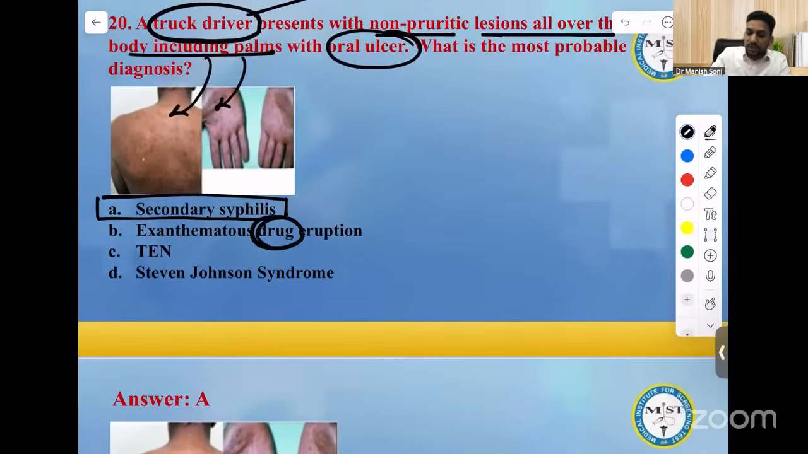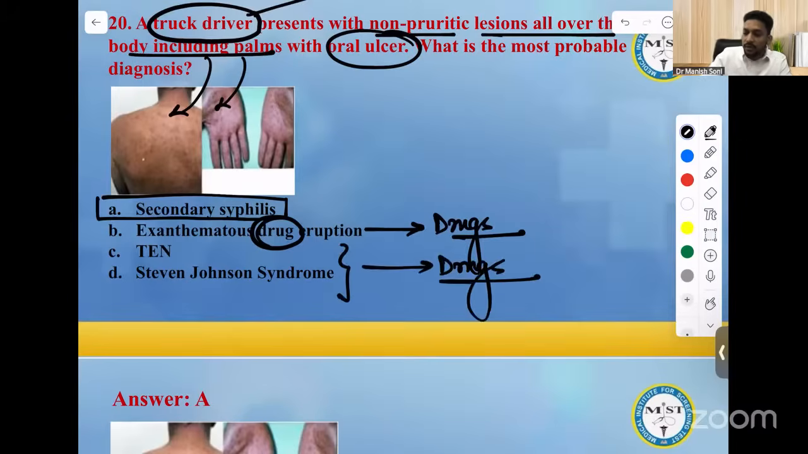Drug eruptions generally are due to drugs, and there is no drug history mentioned. TEN and Stevens-Johnson syndromes are also usually associated with drugs. The common drugs can be anti-epileptic drugs like carbamazepine. So because there is no history of drugs given in the question and the patient is a truck driver, rashes are developing and ulcer is developing, probably this is secondary syphilis.